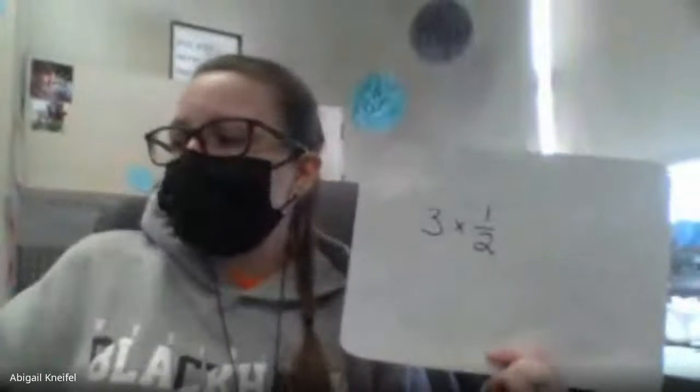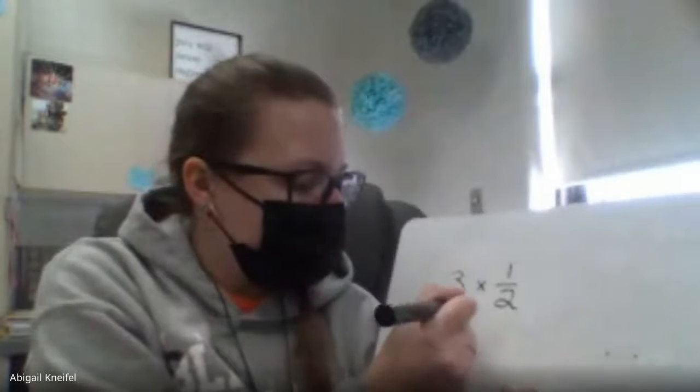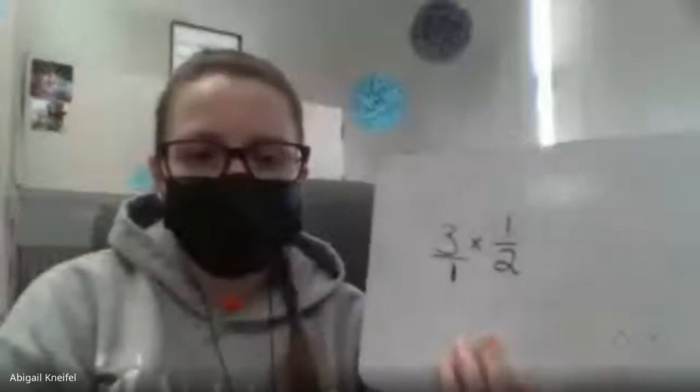Paisley, tell me, what do I do, ma'am? Give me my first steps. First, you're going to do 3 over 1 because 3 is a whole. Okay, so I'm going to put over 1. I just add a 1 to the bottom. Now what do I do? You're going to multiply by 1/2, which equals 3 over 2.